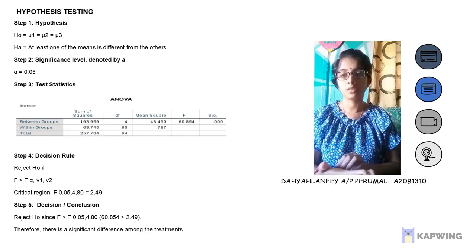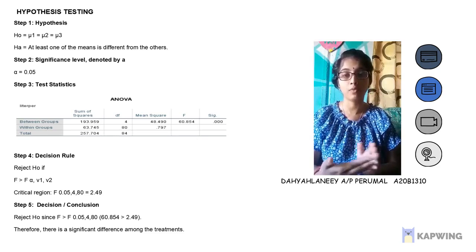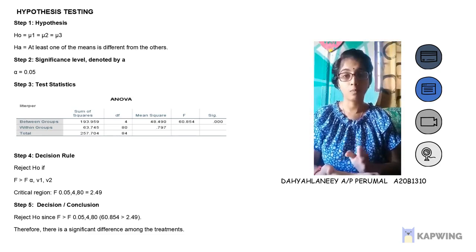And in step 4, decision rule, reject H0, the null hypothesis, if the F is greater than F alpha, v1, v2. The v1 and v2 we have to take from the table from second row. So the critical region is F 0.05, 4, 80 equals to 2.49. So this 2.49 we get from the statistic table.